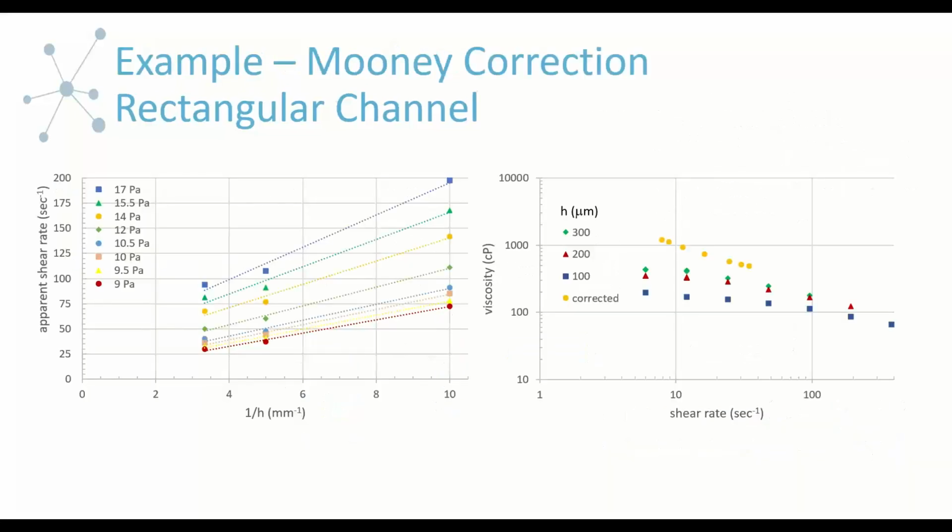Okay, so let's look at an example for our data. So here is a typical type of plot that you would have. Now we're looking at apparent shear rate as a function of 1/h. And as I said, each of these curves will be done at a particular stress. And we can see how we can then extrapolate to the intercept and get the true shear rate for this particular flow. And then on the right-hand side, we've introduced the corrected viscosity data along with the viscosity data at the different channel depths.